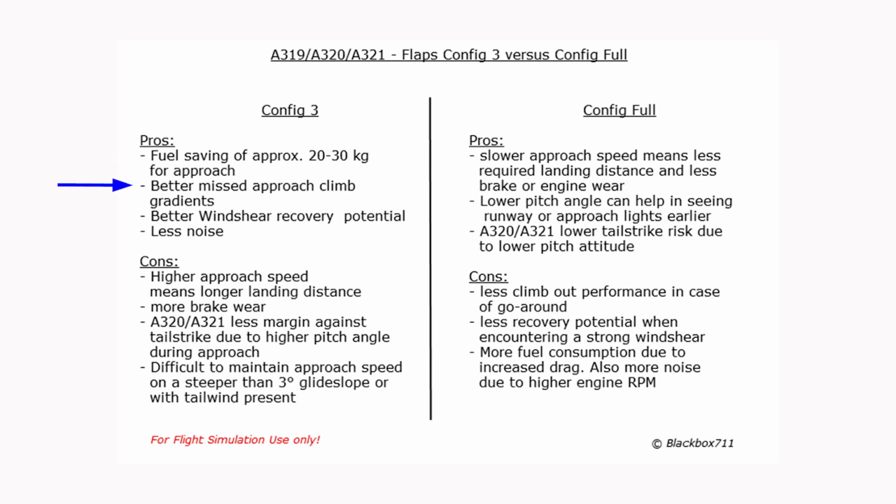Lower drag also means that the missed approach climb gradient will be better with the config 3. And of course that also will give you a better wind shear recovery potential. Less drag obviously means less required thrust, hence the RPM of the engines will be lower, and that will then lead to less noise for people on the ground.